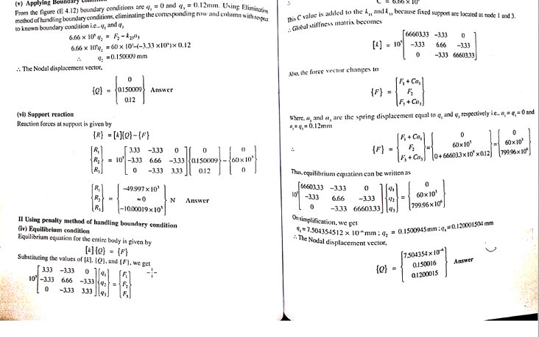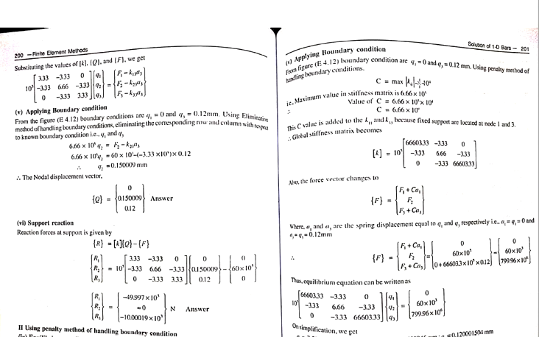Fine. So the second method is the penalty method of handling the boundary condition. You know what change you have to make: you need to find the maximum of Kij, and then add it wherever the displacements are known. Identify the maximum value in the stiffness matrix, that is 6.66 into 10 to the power 5, multiplied by 10 to the power 4. Then this value you need to add where the displacements are known to you: K11 and K33, to the first row first column, and third row third column.